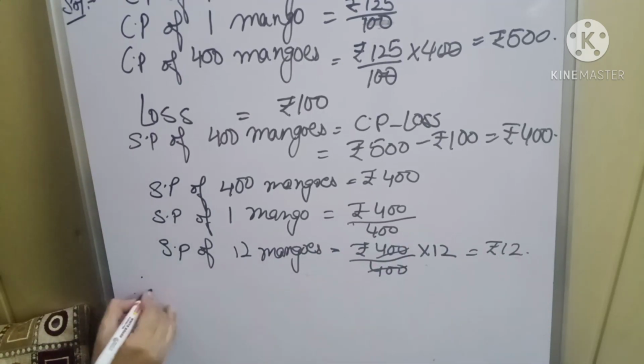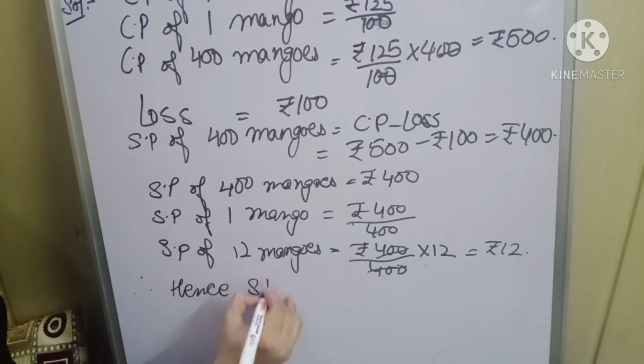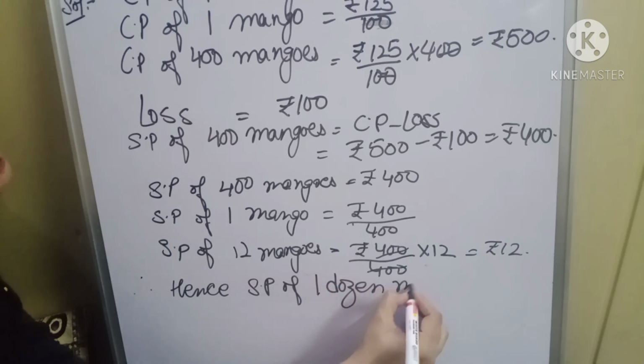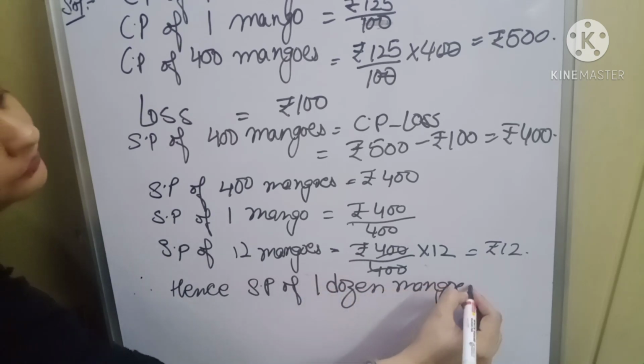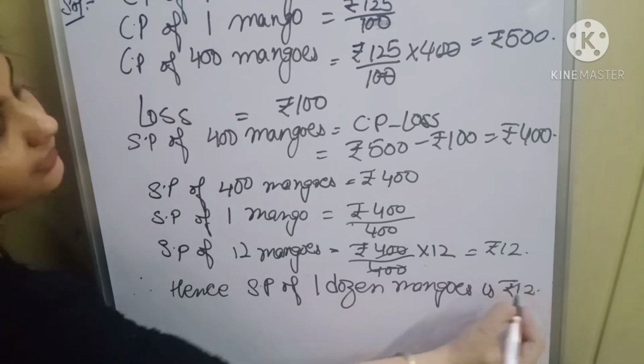So we can conclude, hence SP of 1 dozen mangoes is rupees 12.